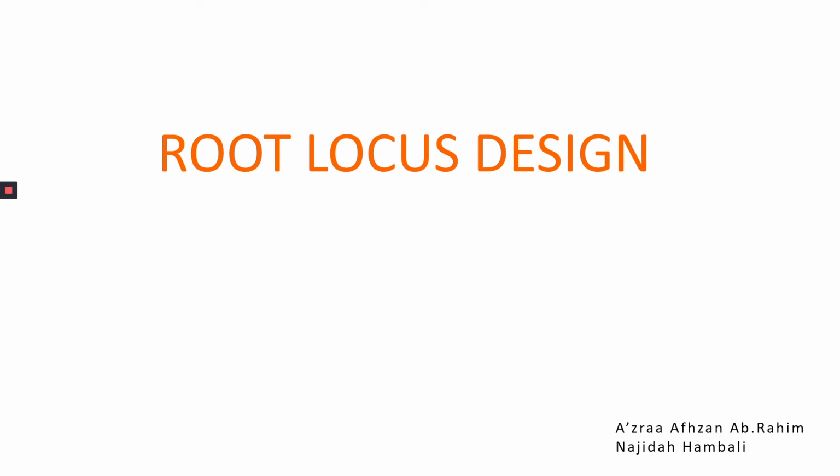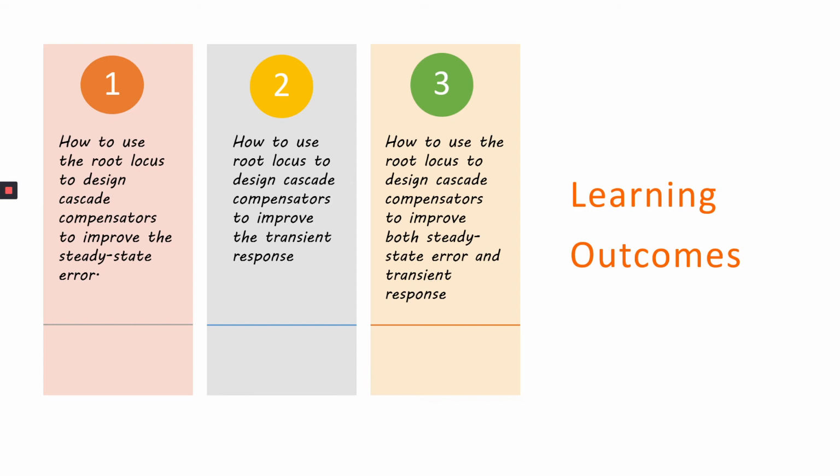After we covered the root locus technique topic, now we will go through root locus design topic. In this topic, there are 3 learning outcomes. The first one is how to use the root locus to design cascade compensators to improve the steady state error. The second one is to improve the transient response. And the third one is to improve both steady state error and transient response.